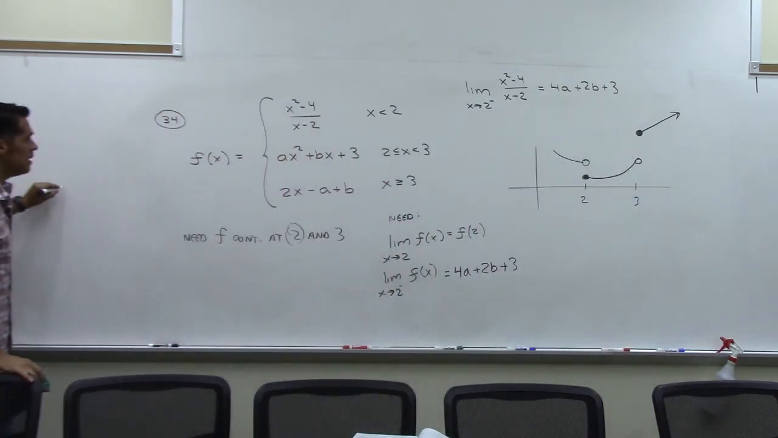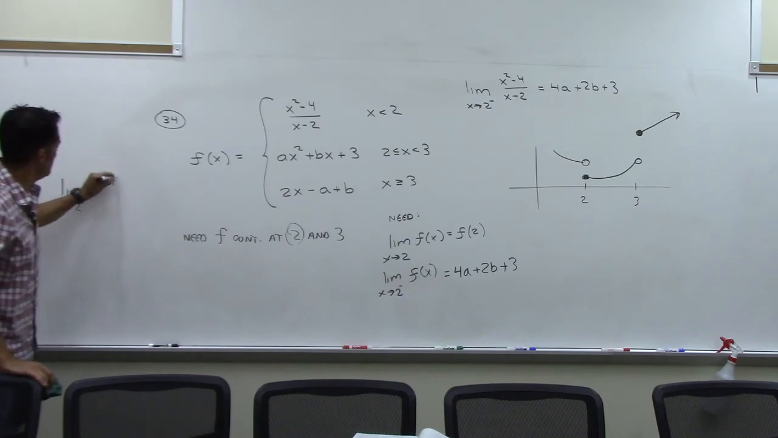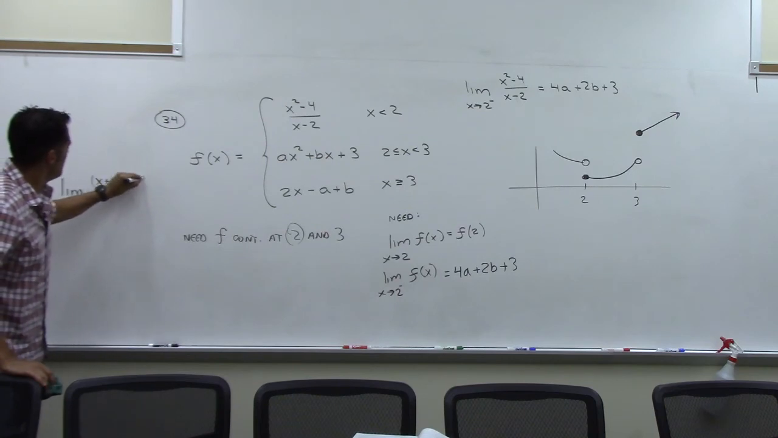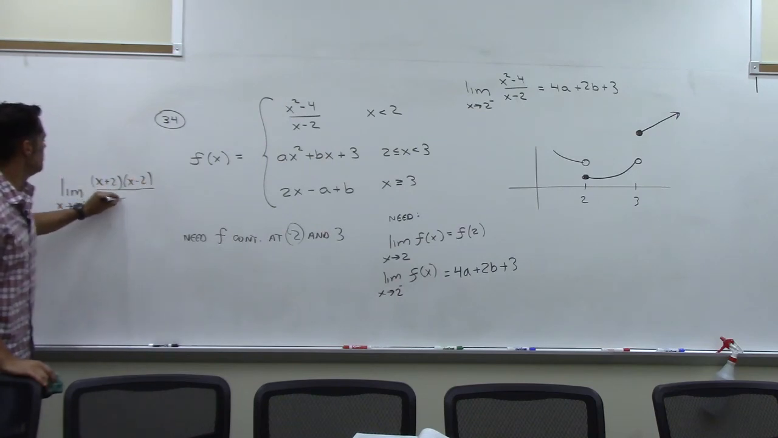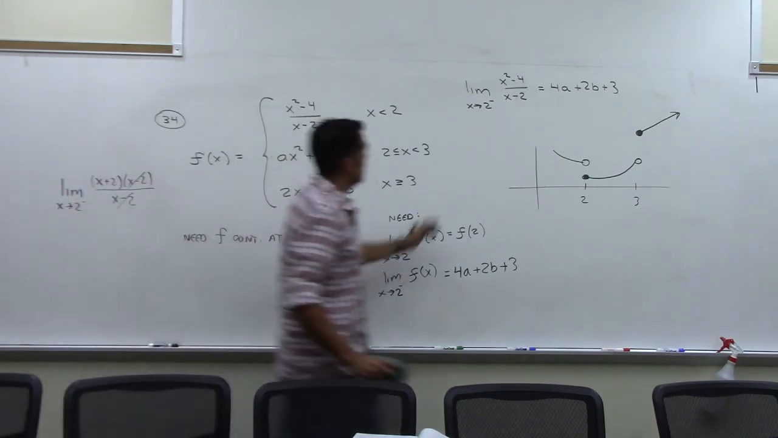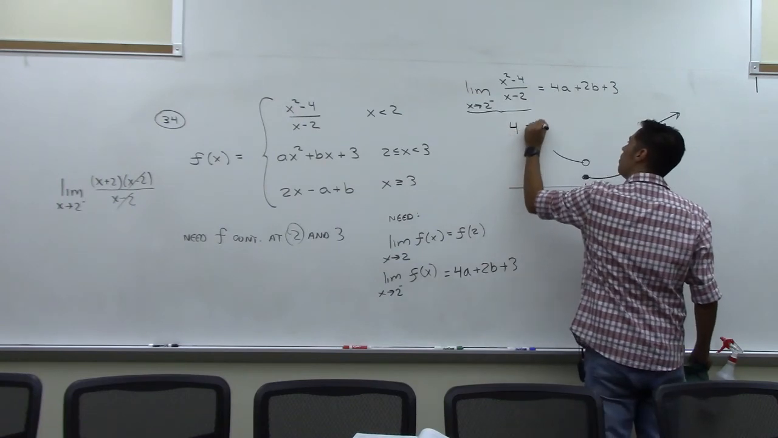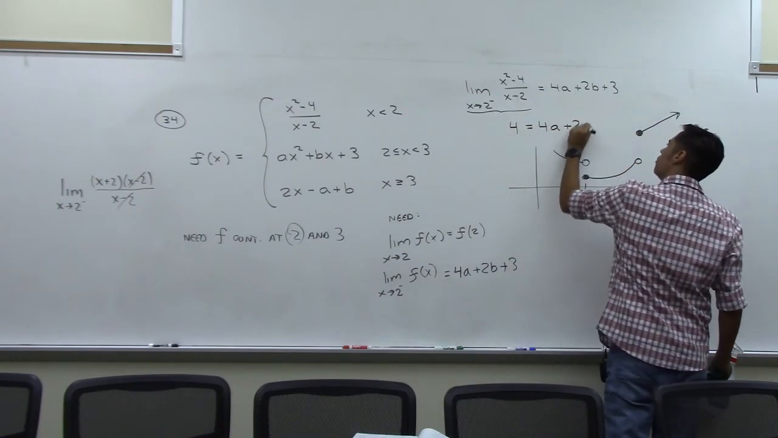If I were just doing that limit over there, limit x approaches 2 from the left, I could factor the top, x plus 2, x minus 2. On the bottom we have x minus 2, and these cancel. And so you just have x plus 2. And if I let x approach 2, 2 plus 2 is 4. So that left side is just approaching 4. So this is 4 must equal 4a plus 2b plus 3.